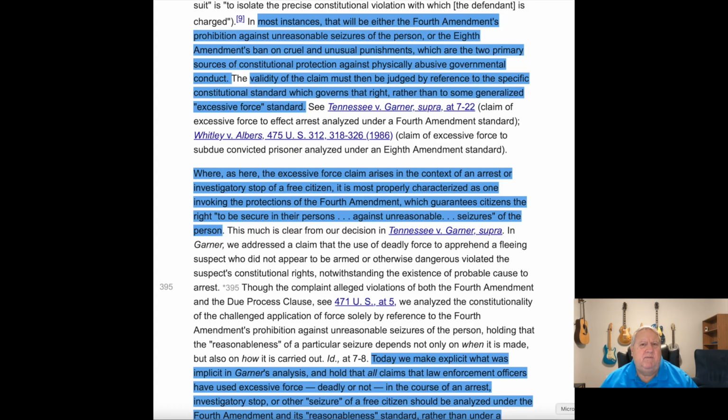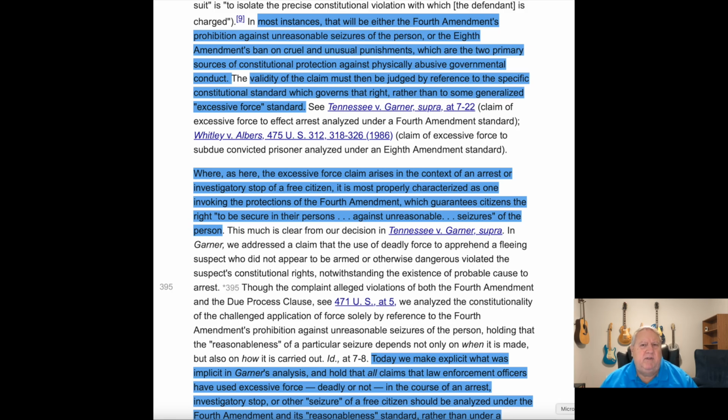Whereas here, the excessive force claim arises in the context of an arrest or investigatory stop of a free citizen, it is most properly characterized as one invoking the protections of the Fourth Amendment. So we're not in a prison situation where the guards are just beating up on somebody and that's an Eighth Amendment violation. We're talking about a citizen who's been stopped out in public, and the Fourth Amendment is what's applicable here, which guarantees citizens the right to be secure in their persons against unreasonable seizures of the person.